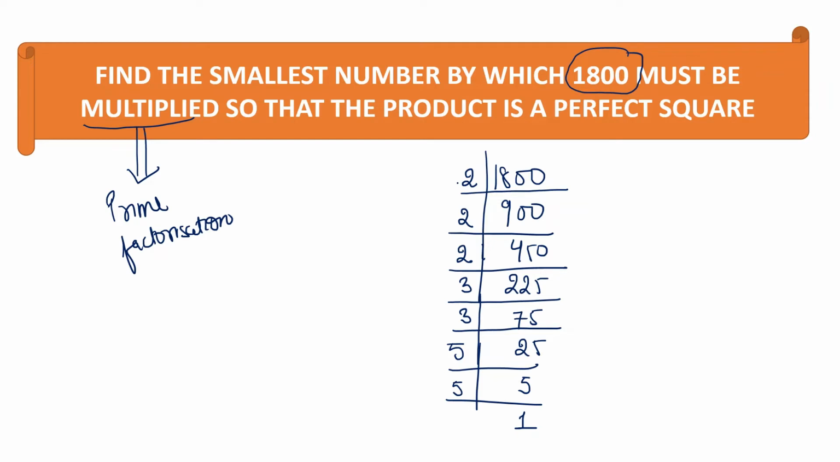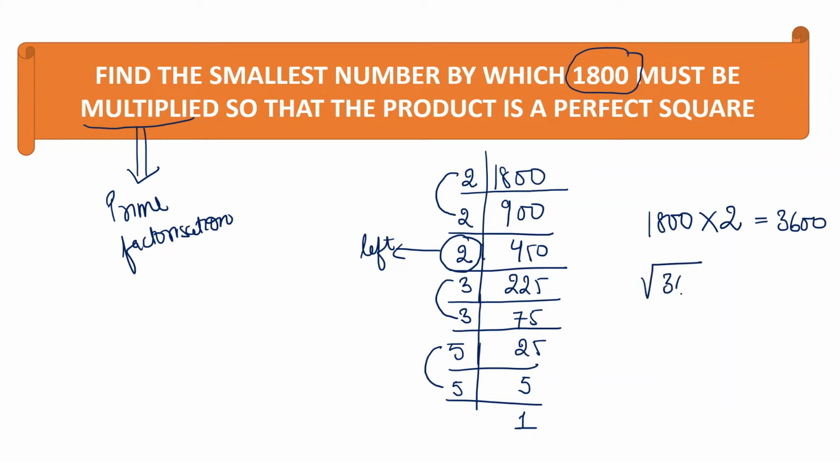Now we will check which numbers are in pair. 2 is in pair, 3 is in pair, 5 is in pair. Only 2 is left without a pair, which means 1800 should be multiplied by 2 in order to make it a perfect square. So this will give you 3600. And what is the square root of 3600? 60. So the answer is 2. 2 is the smallest number.